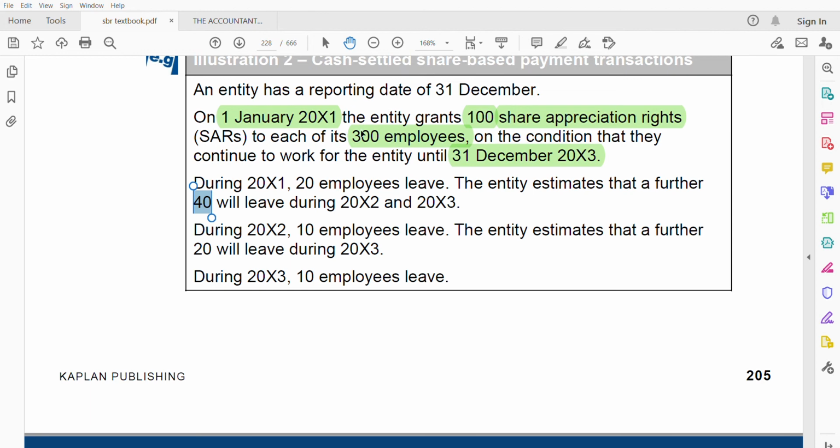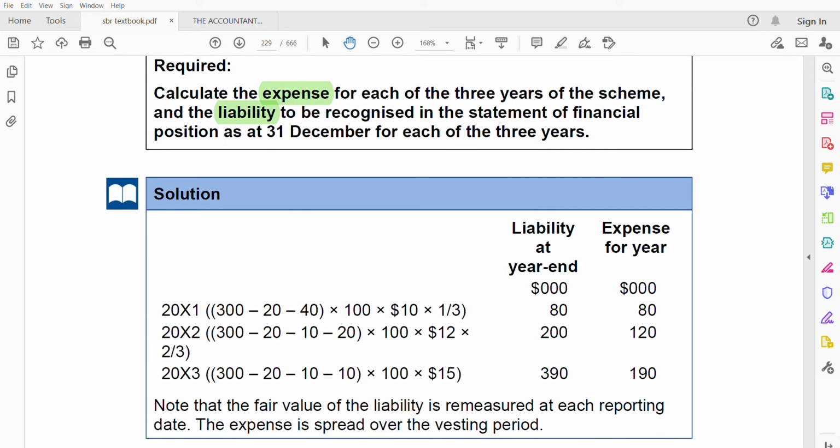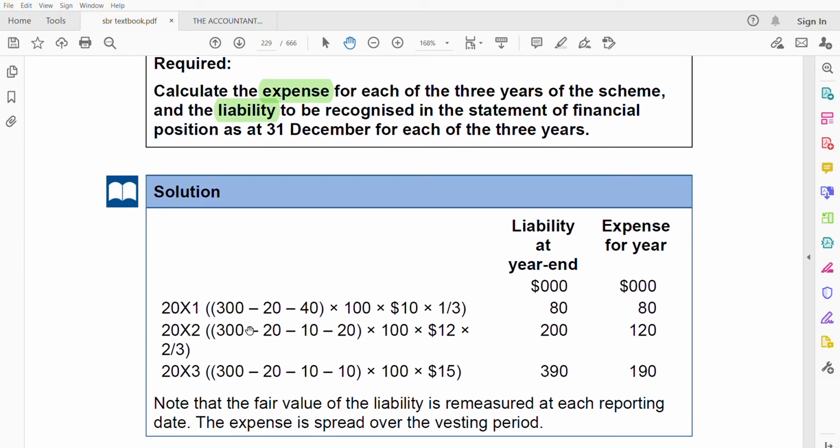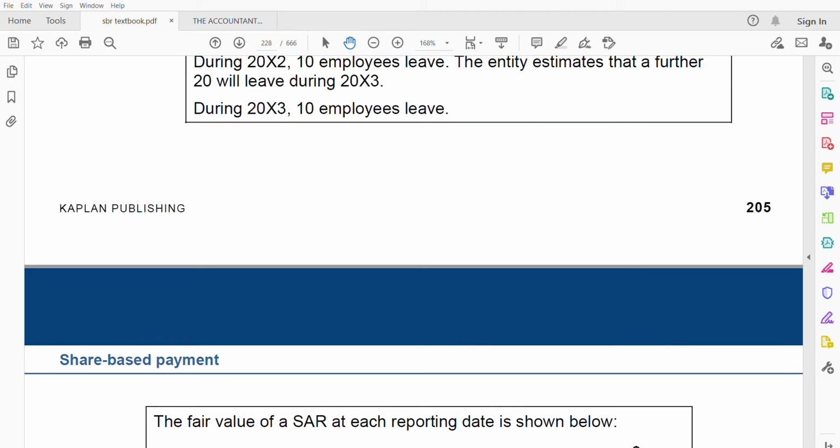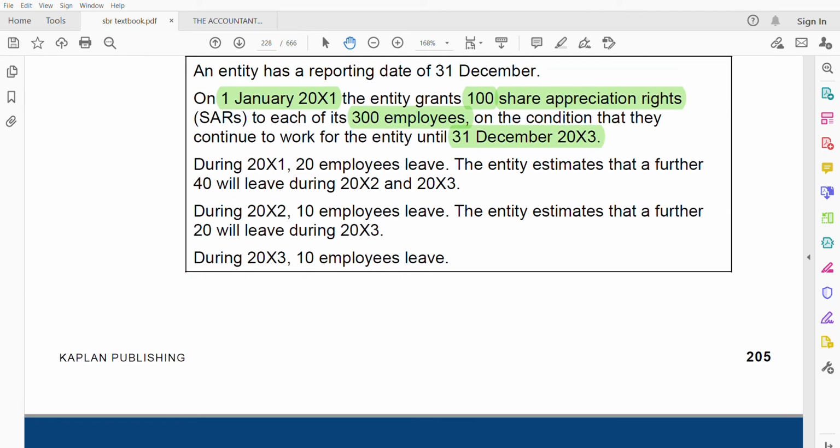When it is 2002, what happens? Here 10 are leaving and 20 will leave during 2003. So you minus 300 minus 10 minus 20. So 300 minus 20 minus 10 minus 20. Okay, what is this 20? The other 10 and 20 are this, okay? This 10 and this 20. And the other 20 was this because they have originally left. Okay, they have actually left.